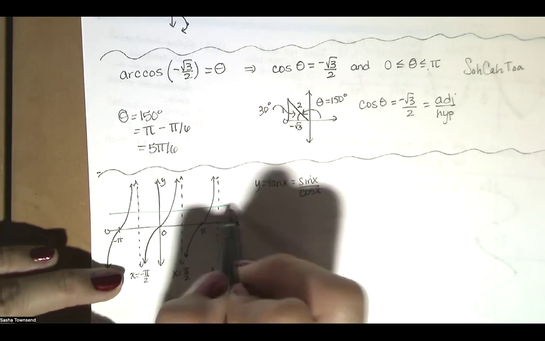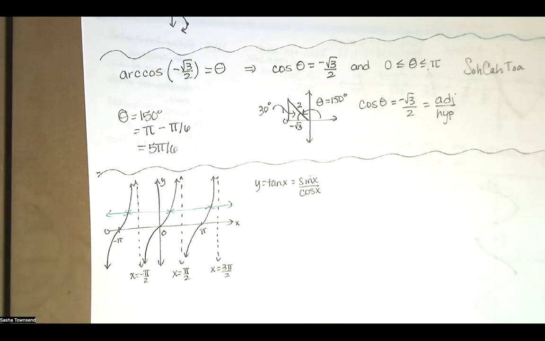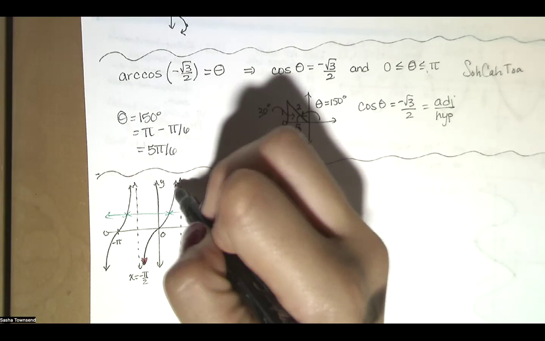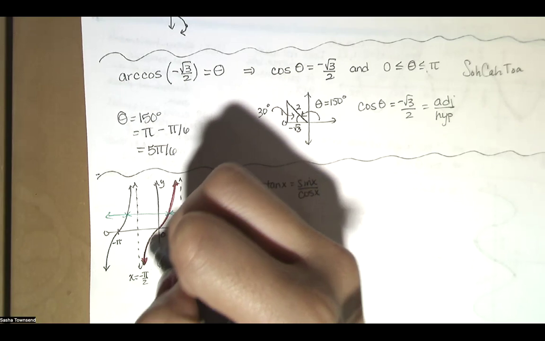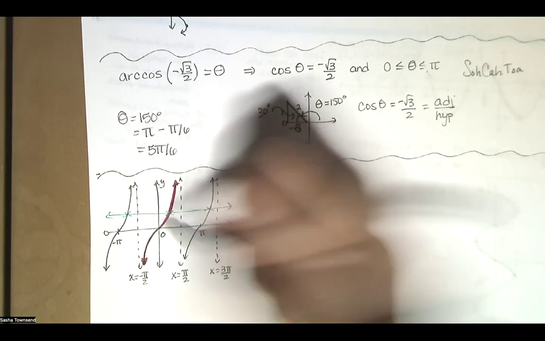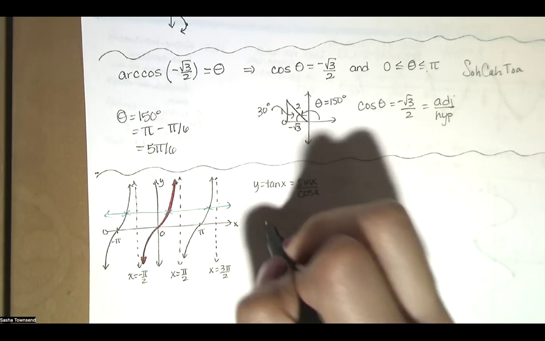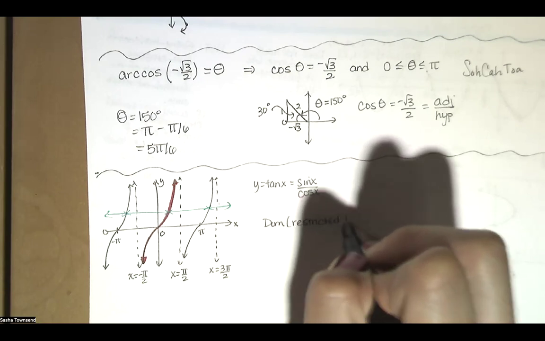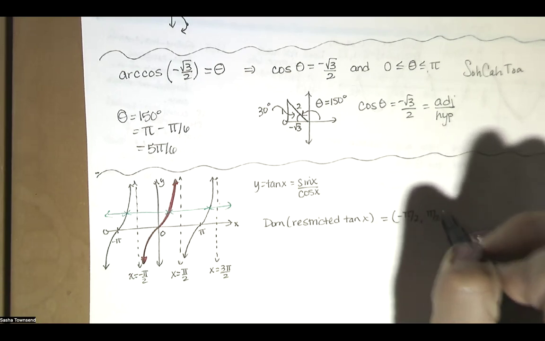Again, it fails the horizontal line test for the same reason that sine and cosine do. So we say, okay, if I want an inverse function, I cannot take the entire tangent function. I can only take part of it. Which part will we take? Well, the convention is to take this middle branch. So we restrict ourselves to the interval from negative pi over 2 to pi over 2. So the domain of the restricted tangent function is negative pi over 2 to pi over 2.